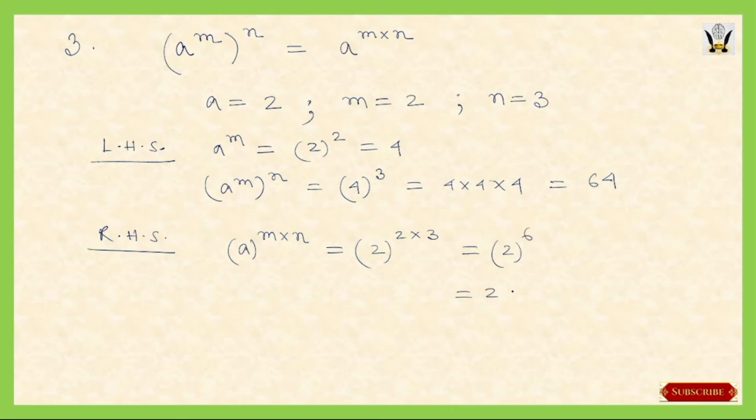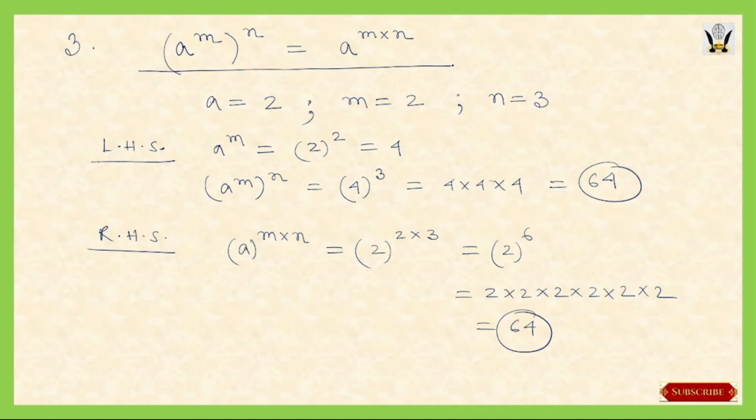So 2 will be multiplied by 2, 6 times. 6 times means 2 2s are 4, 2 4s are 8, 2 8s are 16, 2 16s are 32, 2 32s are 64. So from the left hand side we obtain 64, and from the right hand side also we obtain 64. So we can use this law wherever we need to use.